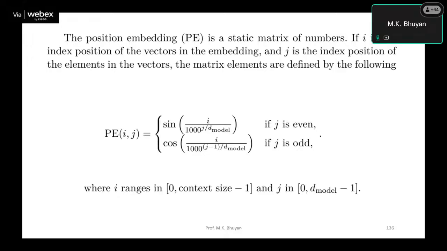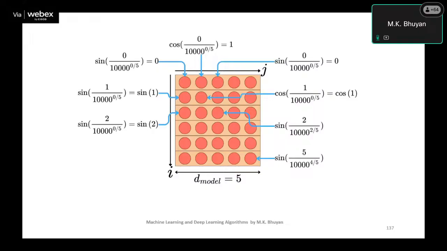So again we are considering sine theta and cos theta. You can see here we are just plotting sine theta and cos theta. In i, the different positions are available, and j is the index of the elements of the vectors. If you see this row wise, the red colored box is for position 0, where we have sine theta and cos theta. In the first row, sine 0 divided by 1000 to the power 0 divided by 5. So position number 0 is considered in the first row.